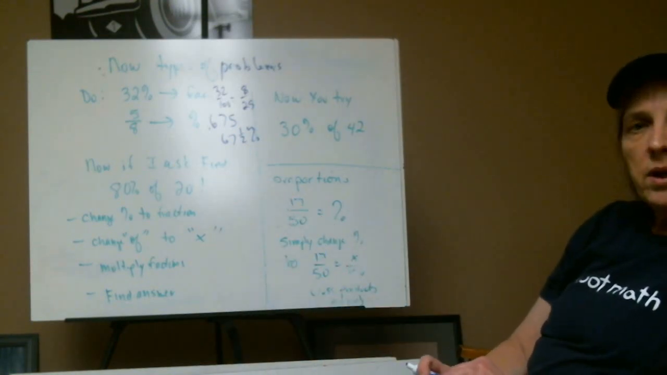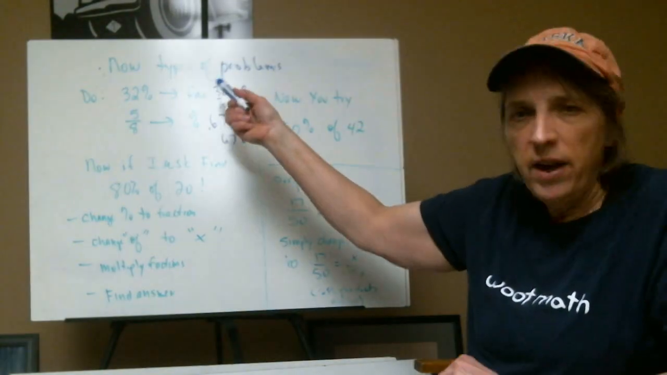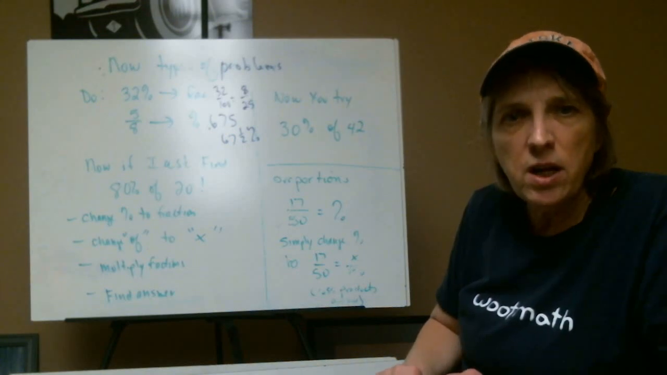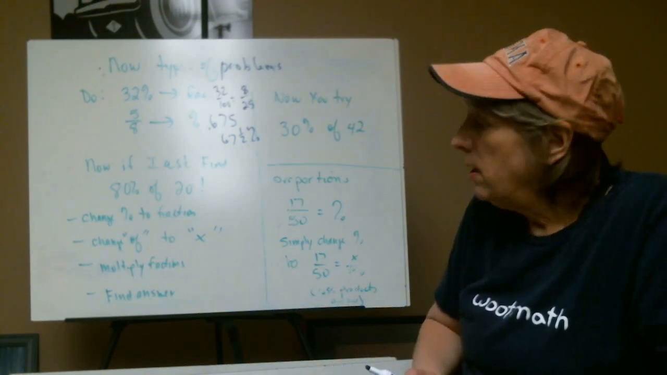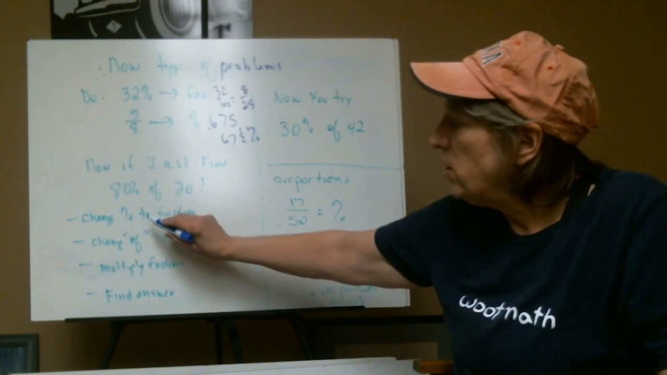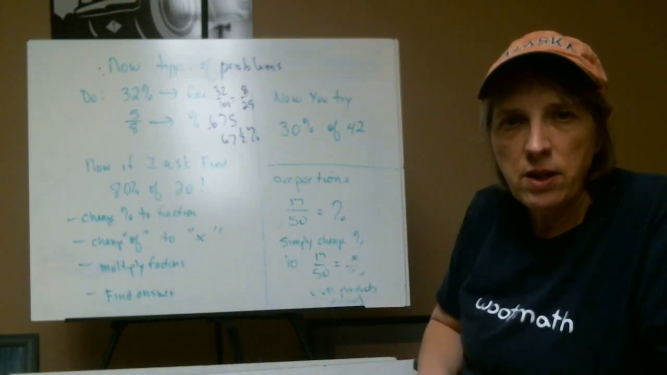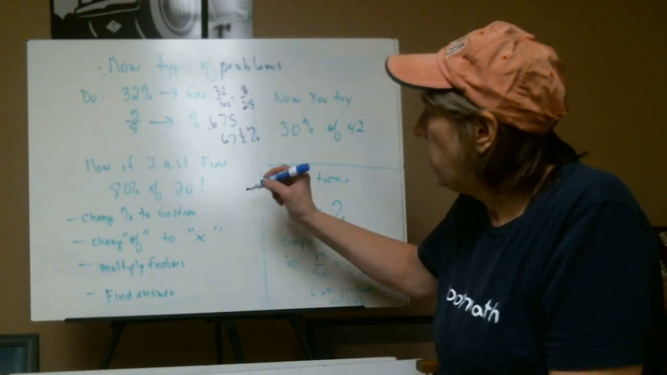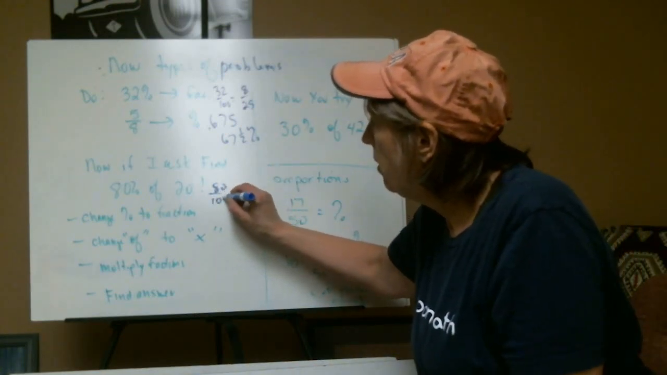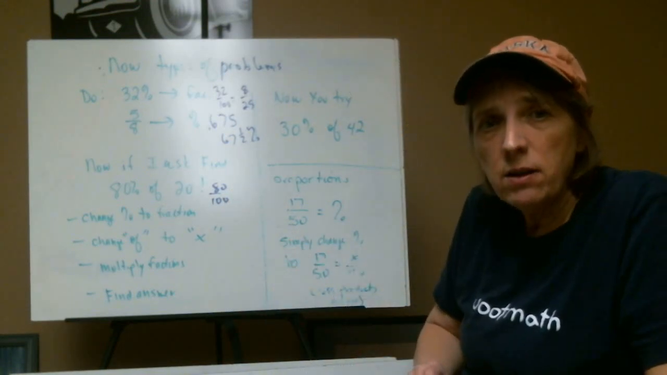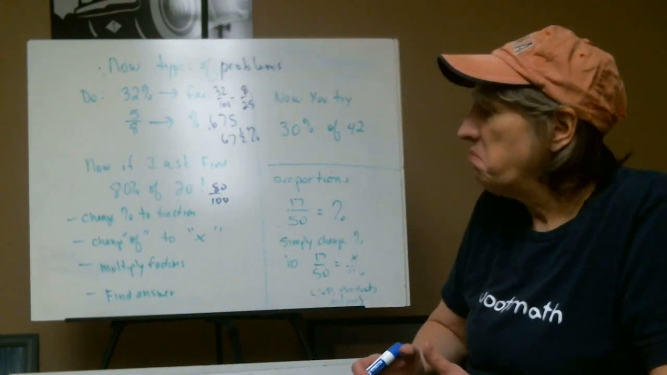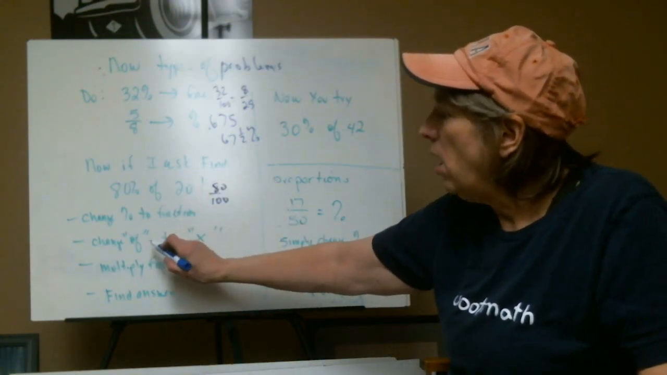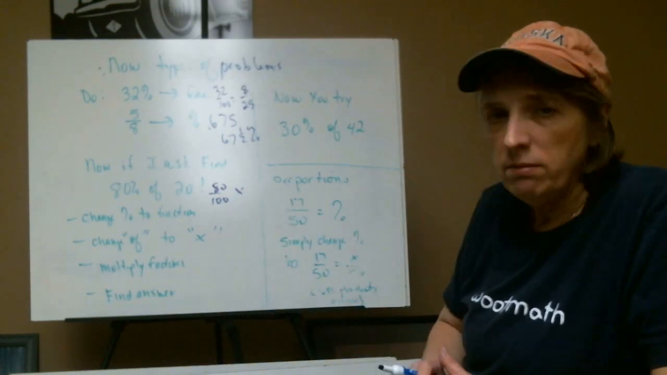Now in the homework, you're going to have things that say all of that, and then you're going to have something that says, if I ask you to find 80% of 20, well, the first thing you're going to do is you're going to change the percent to a fraction. So what fraction is 80%? It's 80 over 100. You can leave it like that, or you can simplify that. Doesn't matter here, because you're going to be able to use your calculators. The "of" you change to multiplication.